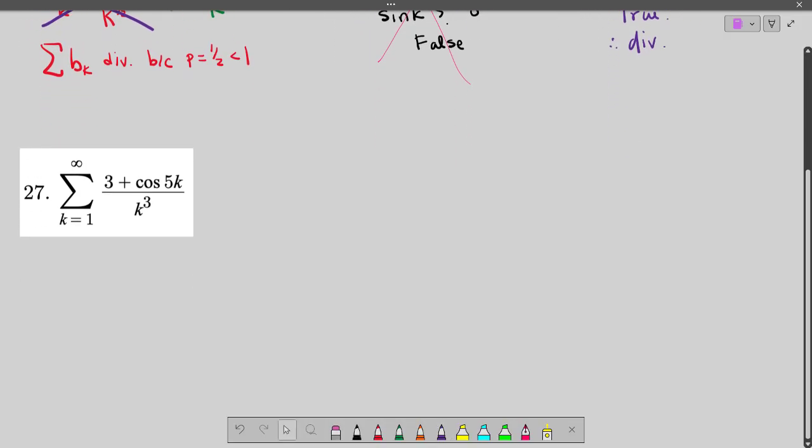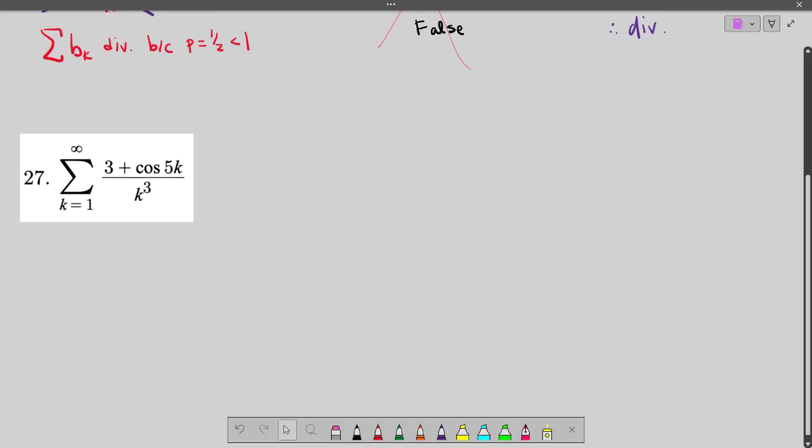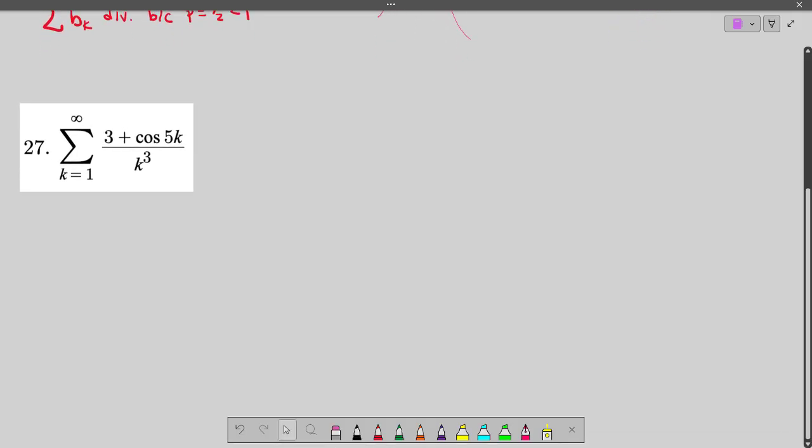All right, let's try another one of these. So this obviously has a similar format. So what do you want to choose for the B sub k? Do we want the 1 or do we want the 3? Can you tell? Let's put the 1 there first and tell me if this B sub k series is going to converge or diverge.